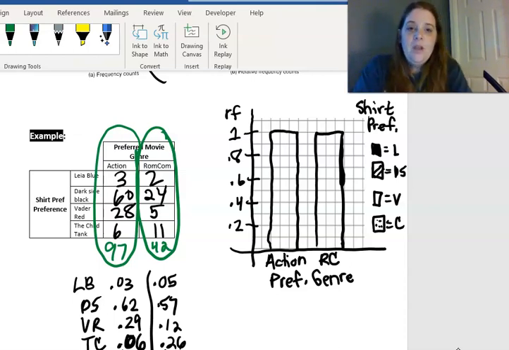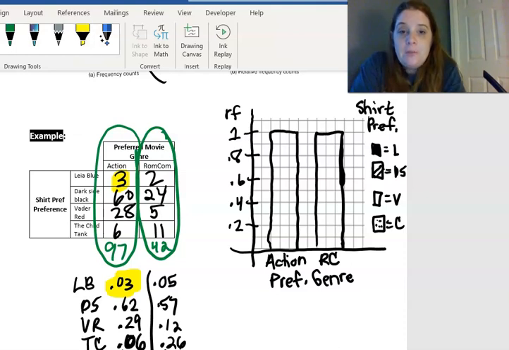All right, so now I'm going to graph these. The first one I need to get is this 3% of the people who had action movies, the 3 out of the 97, the 3%, who preferred the Leia shirt. So I'm going to go over and mark 3%. Here's 10%, so 3% is going to be way down here. It's not going to be very much at all.